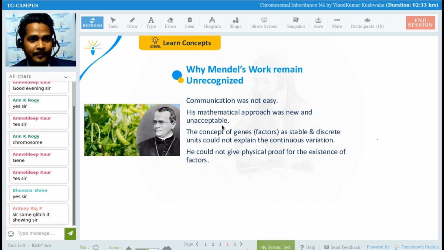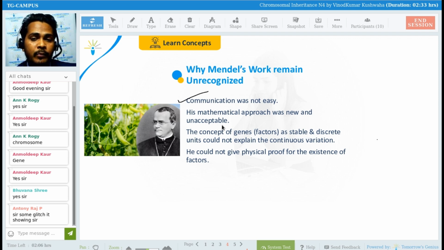Yes, let's focus on this. We know that this kind of problem is there, but we have to focus. So what I said is that Mendel did wonderful work, but his work was unrecognized for several years, right? Why was it unrecognized? Because of several issues, a few of which are mentioned here. Communication was not as easy as it is today. In that era when Mendel was there, communication was not so easy, right?